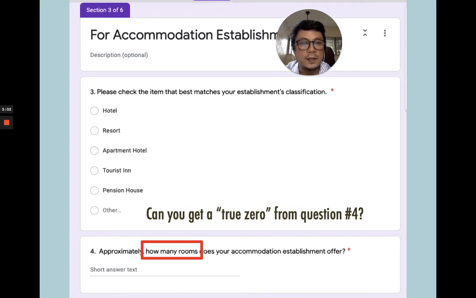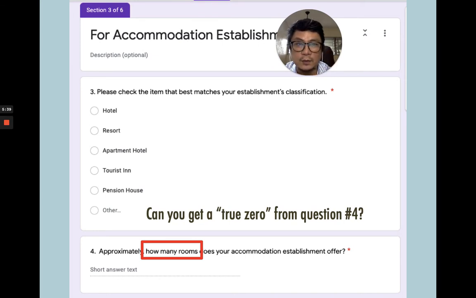The question now is, is it interval or ratio? If you want to know if it's interval or ratio, the question is, can you get a true zero from question number 4? Do you remember what the true zero is? True zero means if they put a number 0 there, if they answer 0, it means that there is an absence of the variable being measured. The variable we are measuring here is how many rooms the accommodation establishment has.